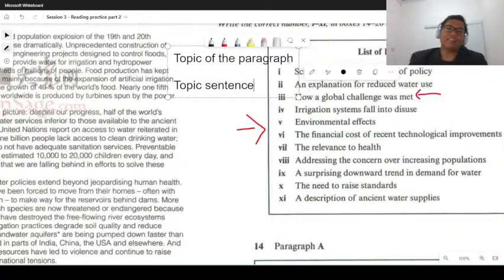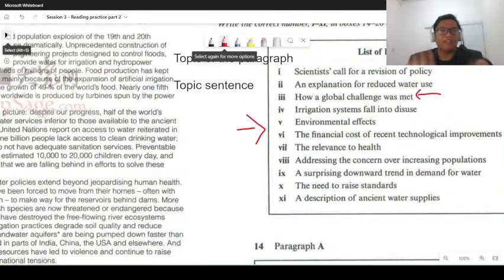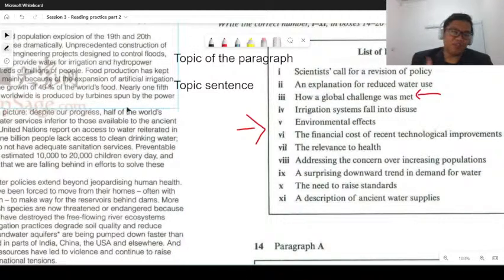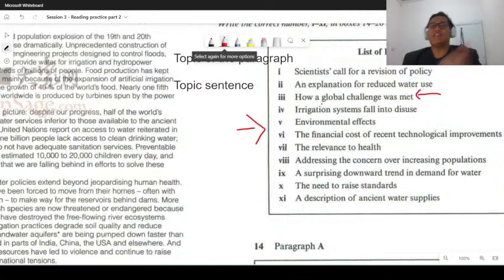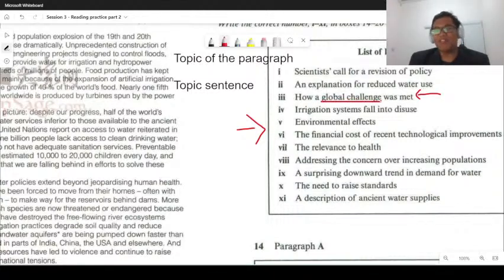So what do you actually need to try and do? We're going to try and do this checking for paragraph B. As mentioned in the beginning, we go straight to the heading. The heading says how a global challenge was met. Now, we can still use the technique that was discussed in the previous lesson, which is highlighting the keyword first, right? But in this case, we also need to have a thorough understanding. So this is talking about a global challenge, right? A global challenge and how it was met.